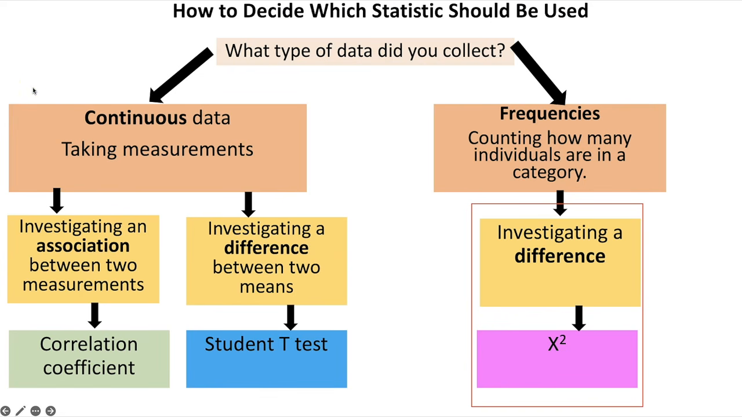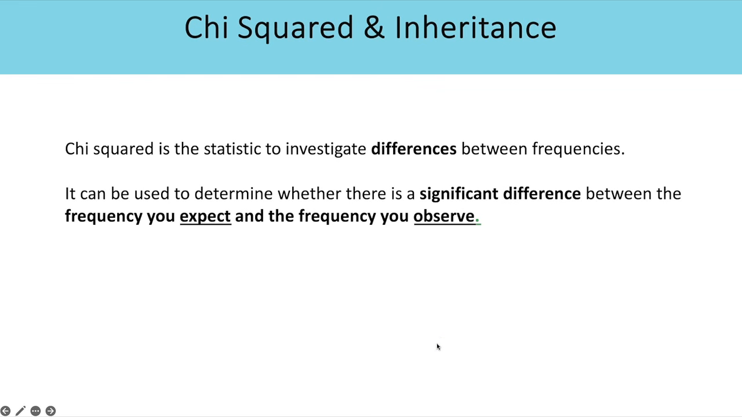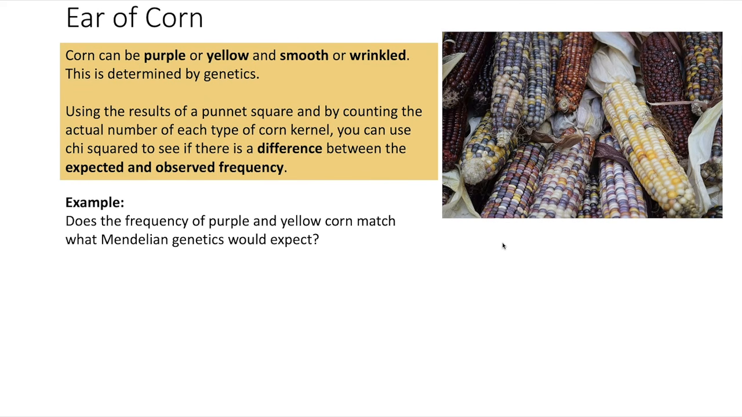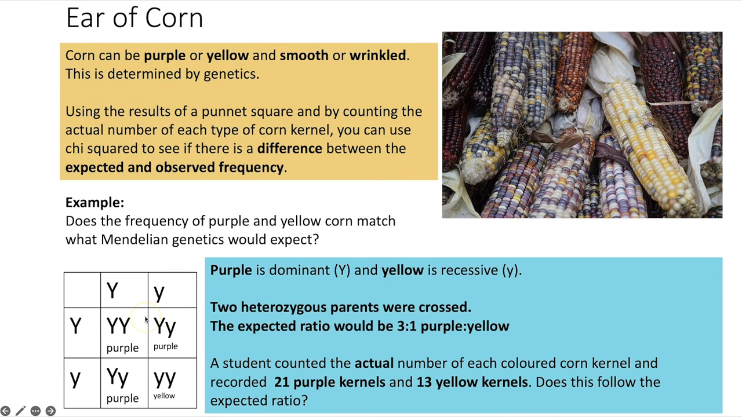Now, throughout that, I was talking about what we expected to see versus what we actually observed, and that leads us into using the statistic of chi-squared in inheritance. So chi-squared is the statistic to investigate differences between frequencies, and it can be used to determine is there a significant difference between the frequency you expect and the frequency you observe. And in inheritance, that links to what we expect from the Punnett square, and we can compare that to what we actually observe if you count literally the phenotypes that are there. And here's an example of this.